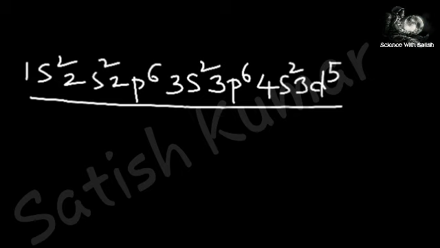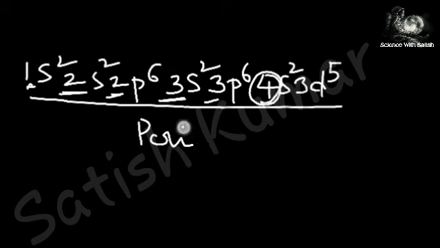The period number is very simple. We have to see the maximum value of n. Here n represents the shell number, the principal quantum number. So, the maximum value is 4. So, simply the period number is 4.